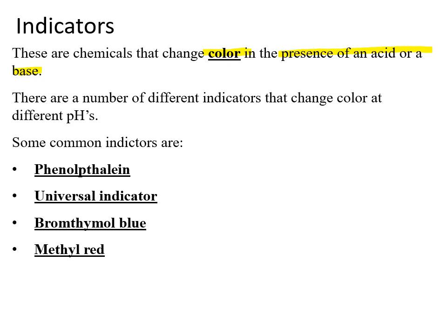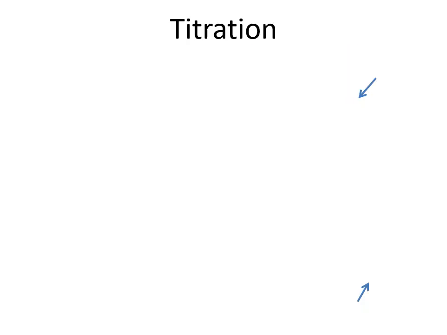And there are a lot of indicators. These are just some common ones. That big long word, phenolphthalein, you don't need to know these. There's a universal indicator, bromothymol blue, methyl red. They're just like food coloring, except they change one color if it's an acid, one color if it's a base. And they're really important when you're doing labs with acids and bases, because if you mess up and make something more acidic and it shouldn't be, you can tell because of the color change.